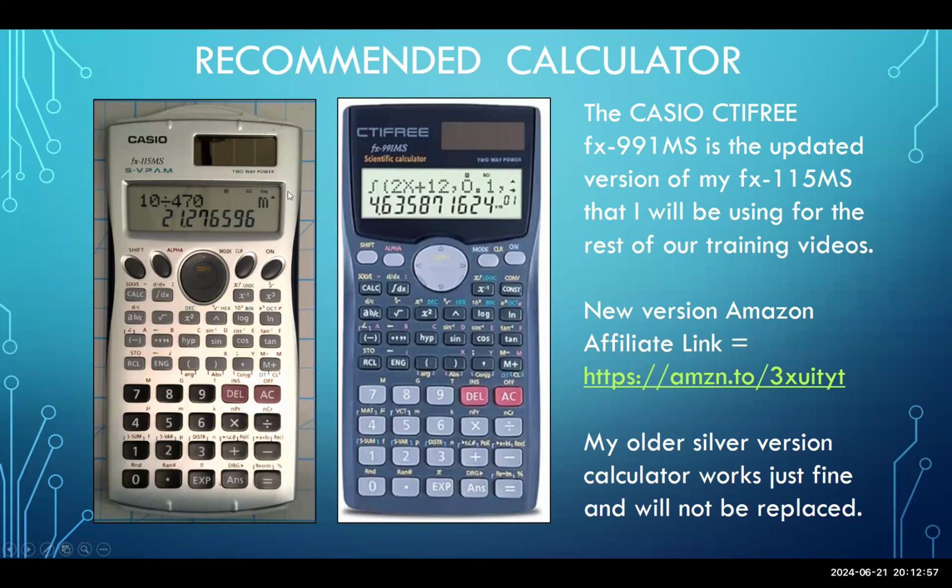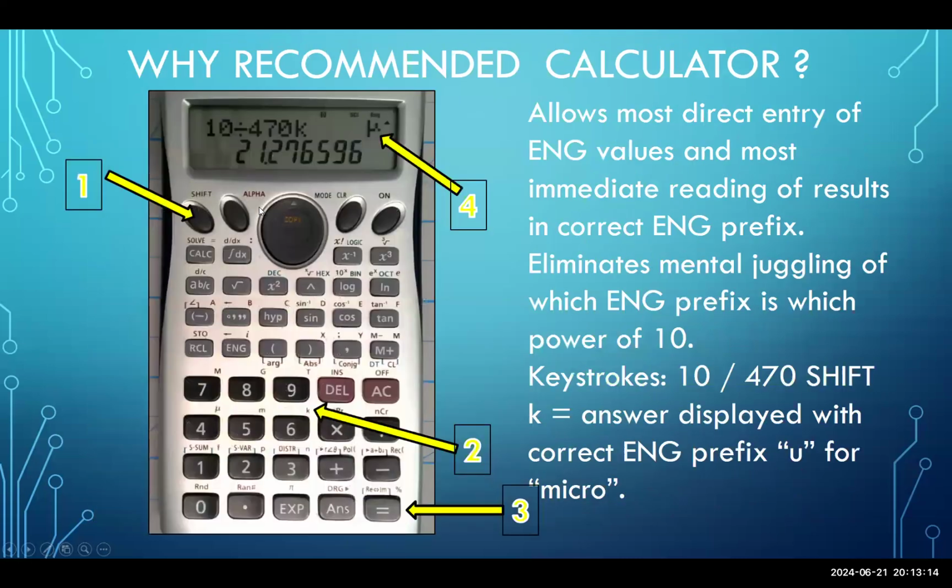Also notice the display. The display will show you the engineering prefix automatically. You don't see a power of 10, which you have to mentally convert to some engineering prefix. The prefix comes up here. As long as you've entered these values correctly, boom, it comes up beautifully. So here, why do we recommend this calculator? Well, it allows the most direct entry of engineering values and the most immediate reading of the results in the correct engineering prefix. It eliminates mental juggling of which engineering prefix is associated with which power of 10.